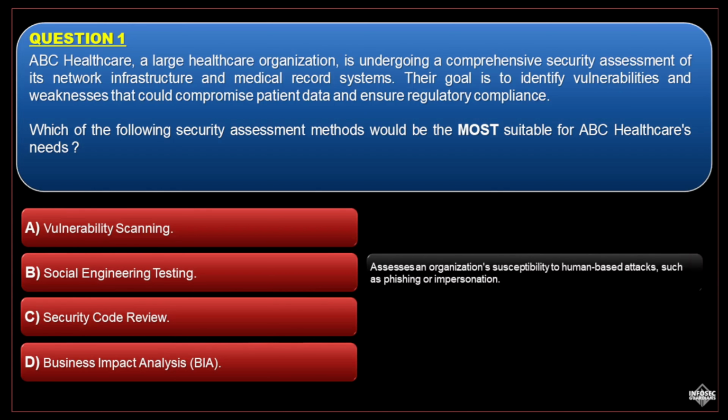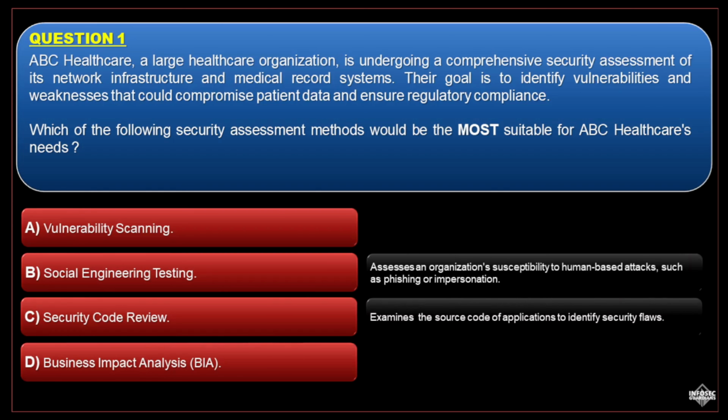Option B, social engineering testing, assesses an organization's susceptibility to human-based attacks, such as phishing or impersonation. It is crucial for overall security, but may not provide the comprehensive assessment needed for network infrastructure and medical record systems. Option C, security code review, focuses on examining the source code of applications to identify security flaws.